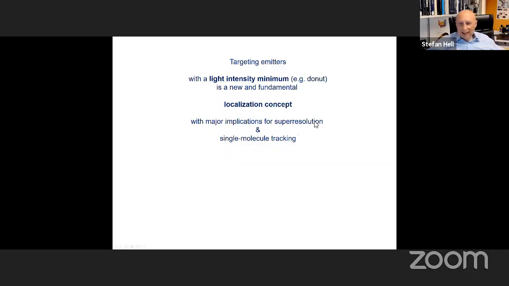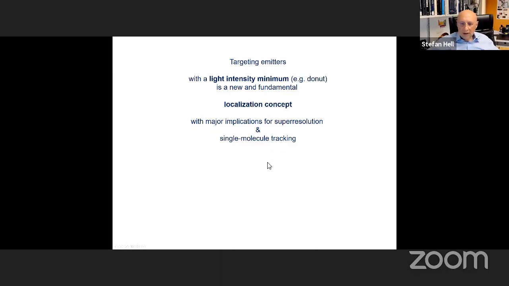If you didn't understand anything, you don't care about the details. Targeting an emitter with a light intensity minimum, such as a donut, is a new and fundamental localization concept with major implications for super resolution and single molecule tracking. It's not that there is just a fluorescent amount and you calculate a centroid. And as I said, this is not a key of super resolution. If it was a key of super resolution, I couldn't have shown images here because I've not used that at all, okay? So this is now a new localization concept.